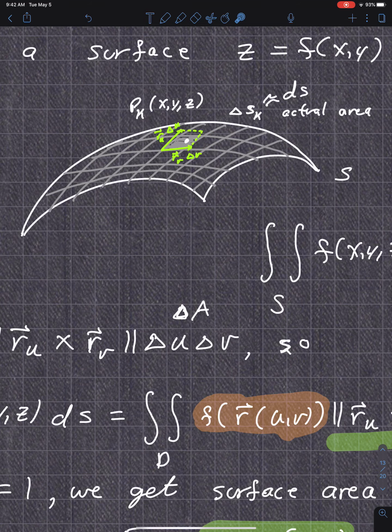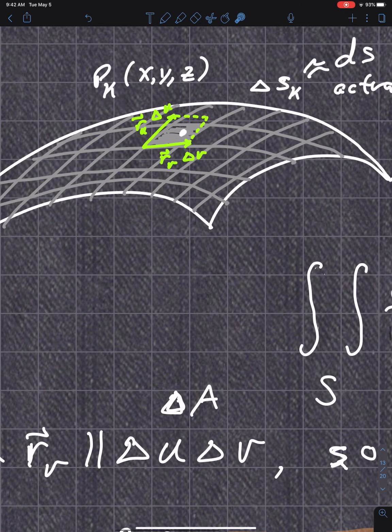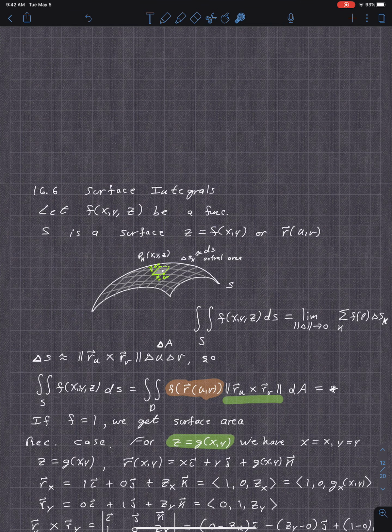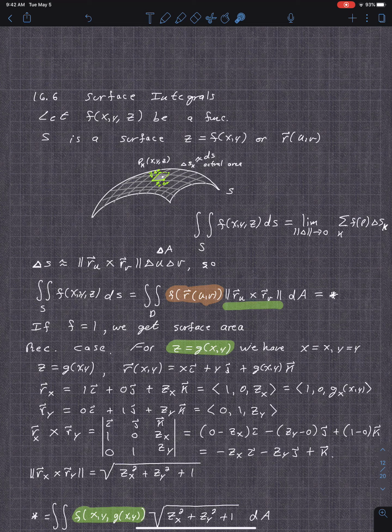And you can kind of see I drew it here where it doesn't quite touch the surface. It's just a flat little thing there. But as you shrink the partition, as you get the partition smaller, the patches are insignificantly off that surface. So that's the idea. If there's no function in the integrand, then you're going to get area, right? Then you get area of the surface, or surface area, because you're just adding up those patches.